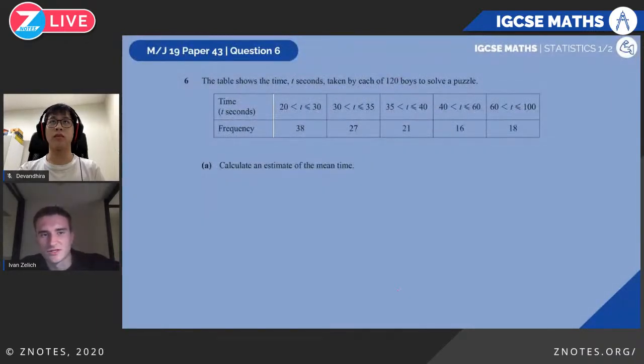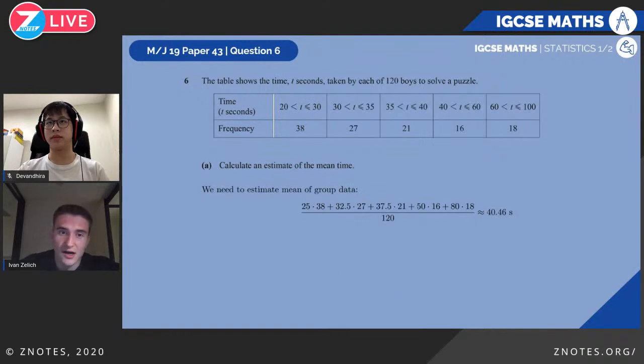So, question 6. The following table shows the time taken by each of 120 boys to solve a puzzle. We have to calculate an estimate of the mean time. Again, we kind of explained it already, so it's a straightforward process.